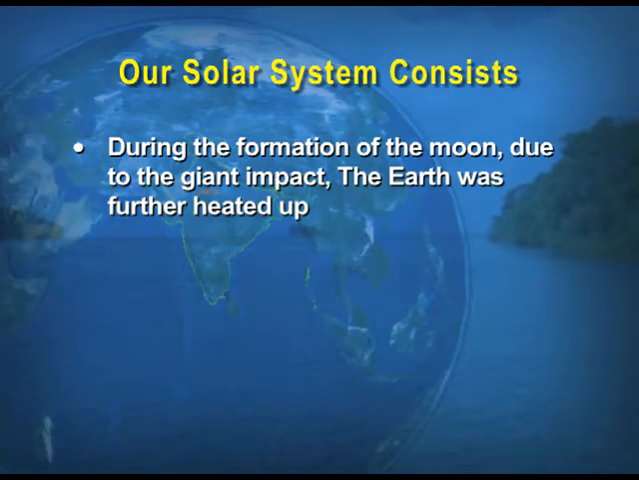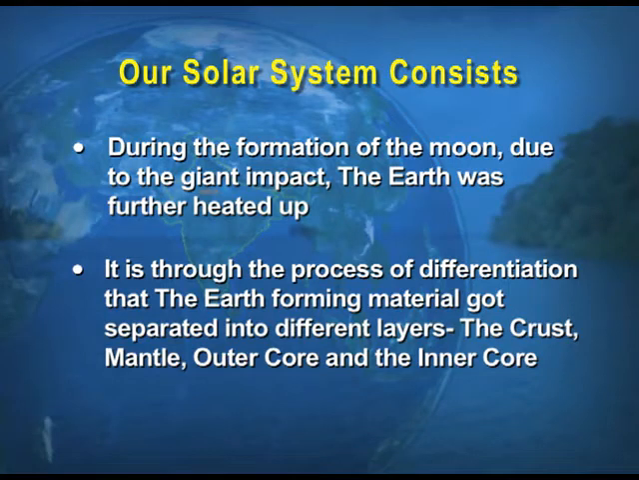With the passage of time, it cooled further, solidified and condensed into a smaller size. This led to the development of the outer surface in the form of the crust, and later on the outer spheres started to cool down while the interior ones are still hot and gaseous. During the formation of the moon, due to the giant impact, the Earth was further heated up. It is through the process of differentiation that the Earth forming materials got separated into different layers: the crust, mantle, outer core and the inner core.